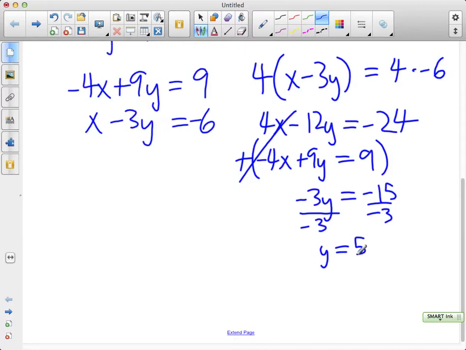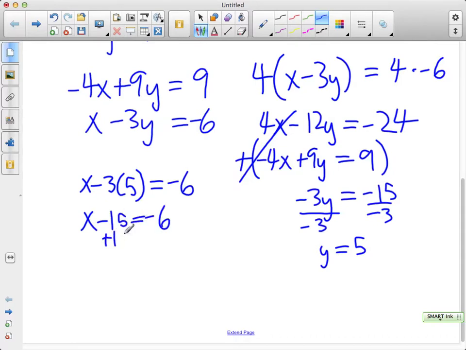Then we just take our y and plug it back in, so x minus 3 times 5. I'm using the second equation here just because it looks easier. So then x minus 15 equals negative 6. Add 15 to both sides. You get x equals nine, right? Yeah, x equals 9. So then our answer here, the point where the two lines intersect, would be at 9, 5.